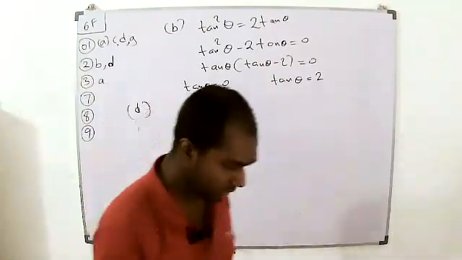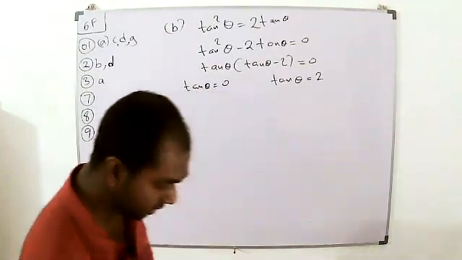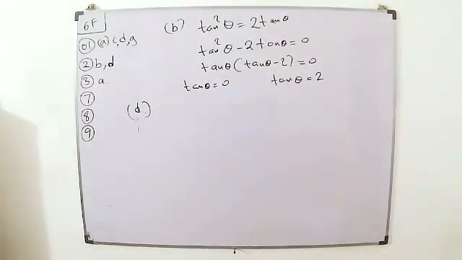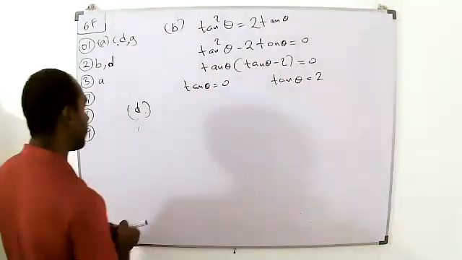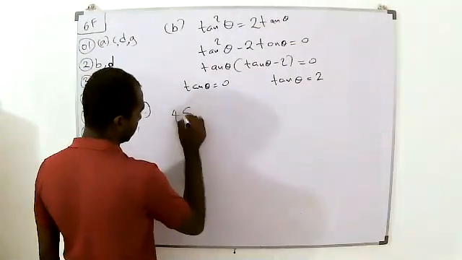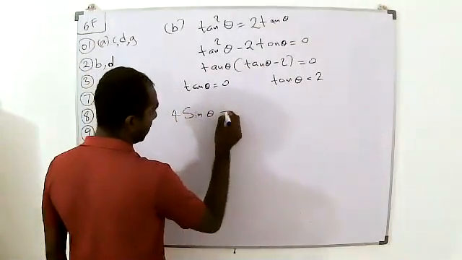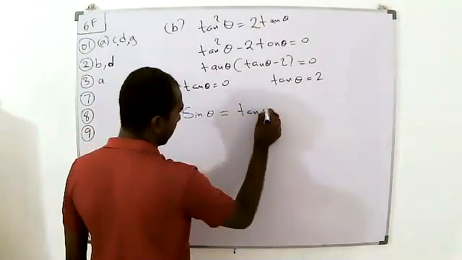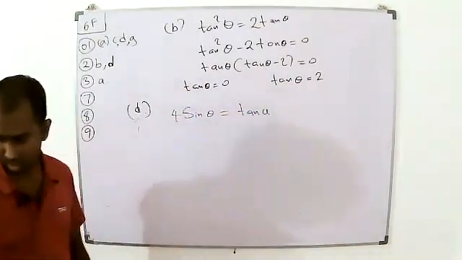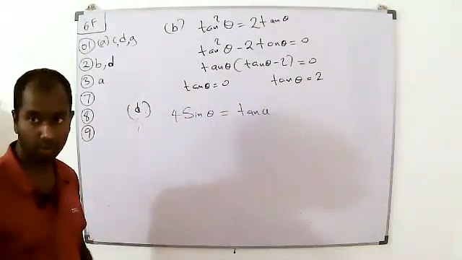Then part D, what is part D? 4 sine theta equals tan theta. How can we solve this?